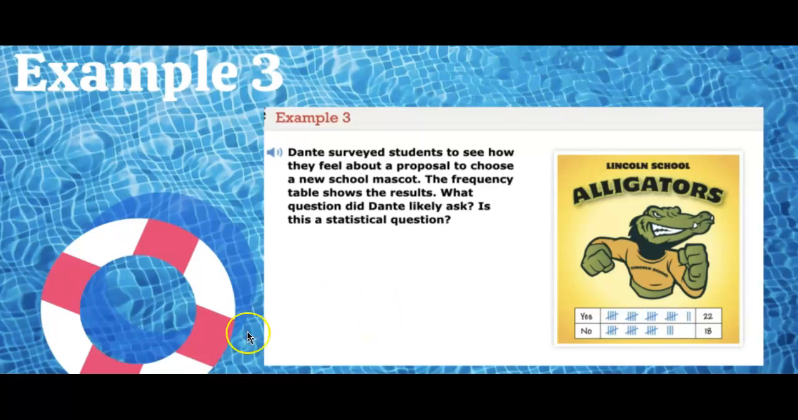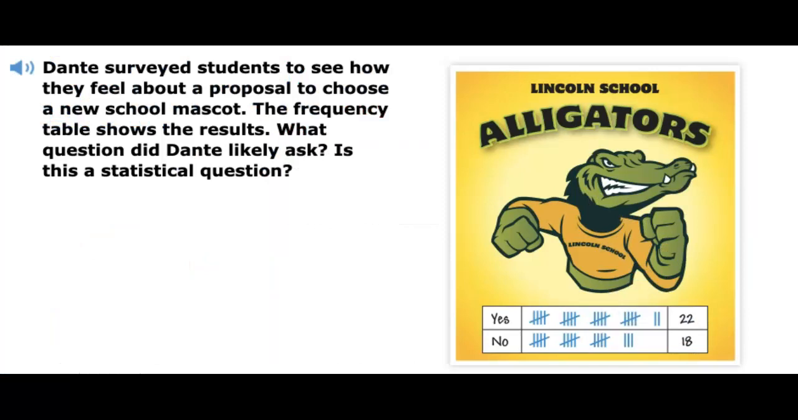Let's look at what it says. This is example number 3. So the survey here, we have the tally here, we have the questions here. What question do you think Dante asked? Alana, what do you think he asked?